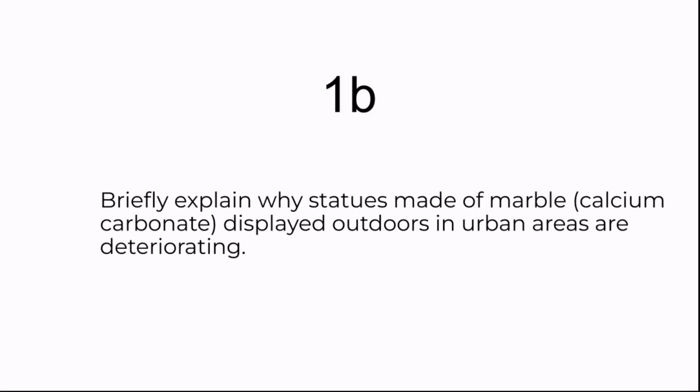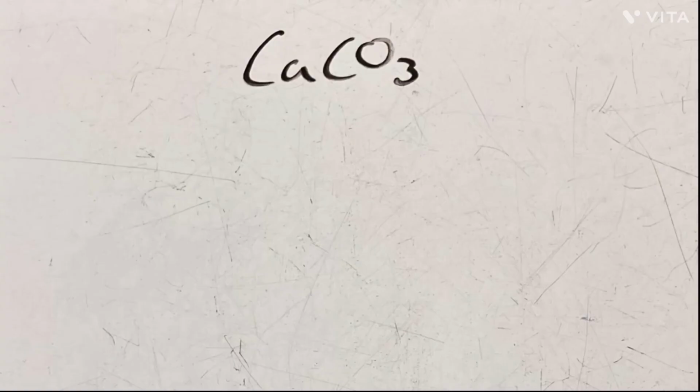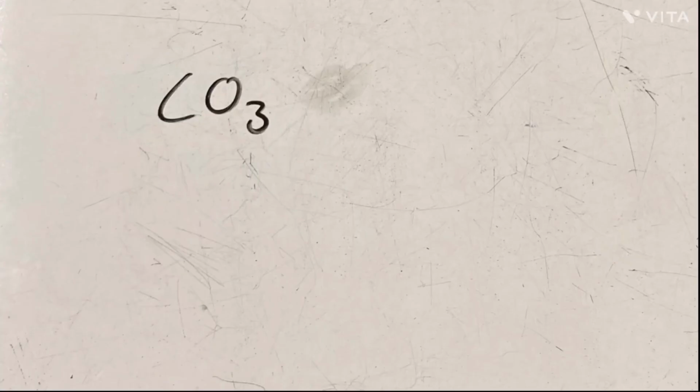1b. Briefly explain why statues made of marble, calcium carbonate, displayed outdoors in urban areas are deteriorating. Marble, or calcium carbonate, has carbonate in it, which I earlier said always turns into carbon dioxide. This is because of something called bond enthalpy. The bond enthalpy of carbon dioxide and, in the case of marble, calcium oxide is much lower than that of calcium carbonate. Since the universe likes to conserve energy, the lower enthalpy bonds are more sustainable.